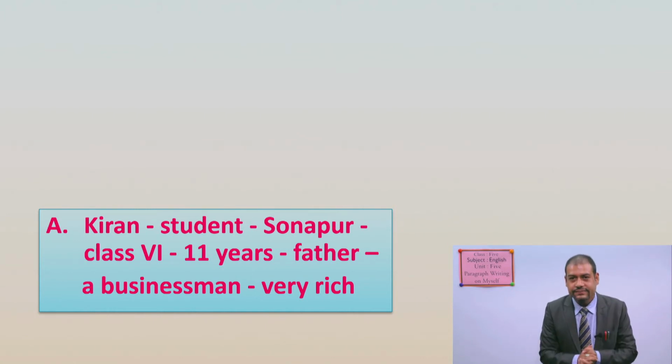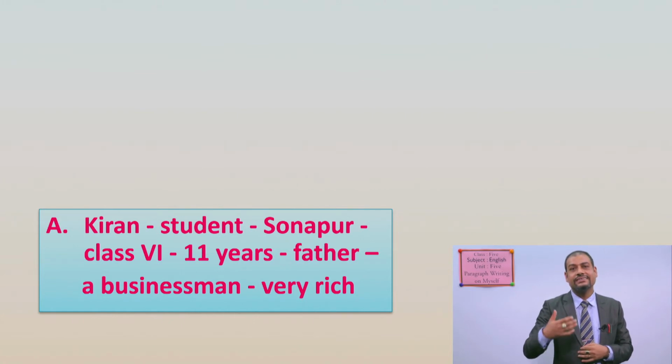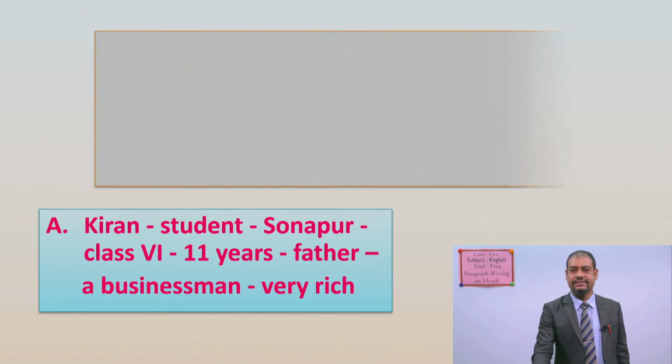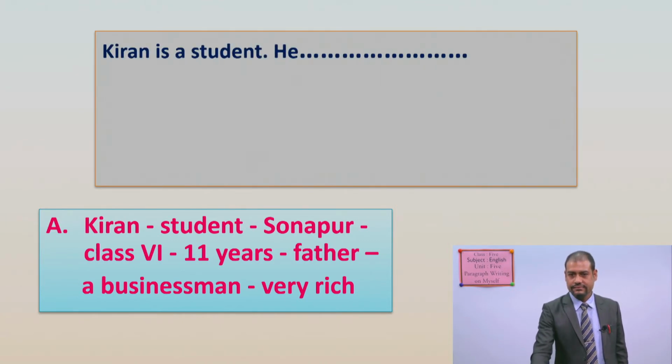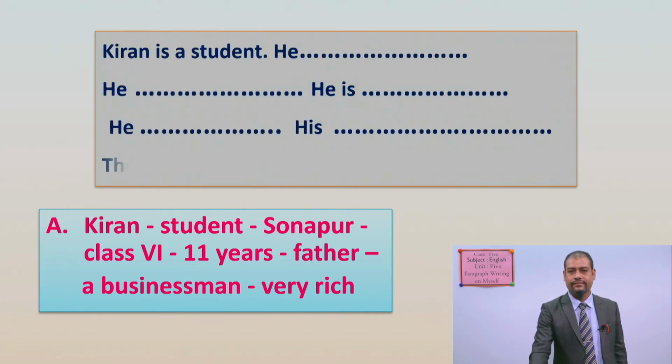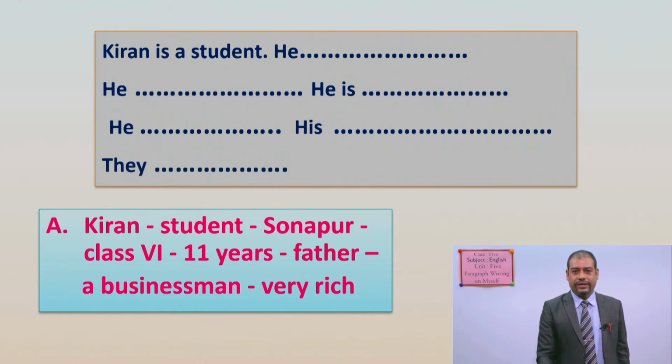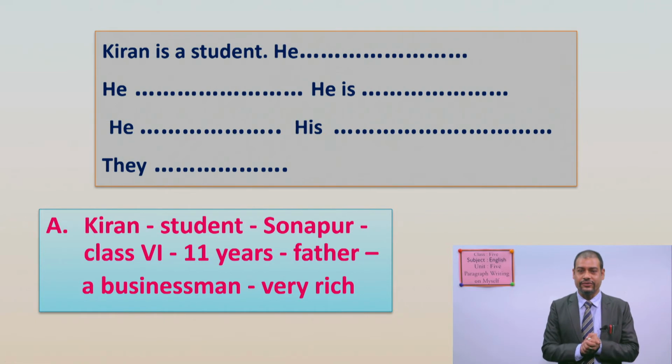Have you finished? Well, you can check your paragraph with me. So it becomes like this. Look at, it is given in your textbook. Kiran is a student, okay, he, and so on. Then we have to develop a sentence. I will show you later. And again, he is, he is, they. Incomplete sentences. So these are clues for you, okay.